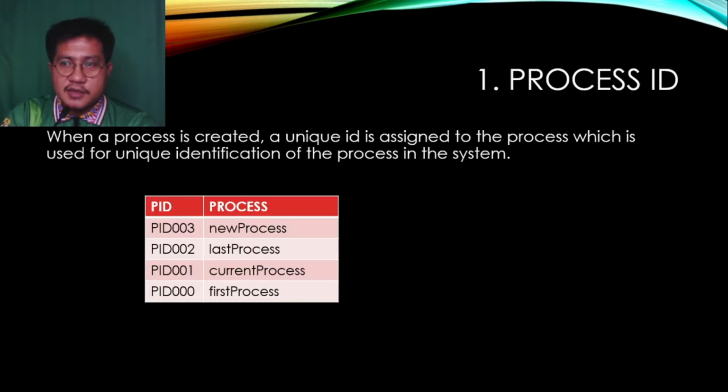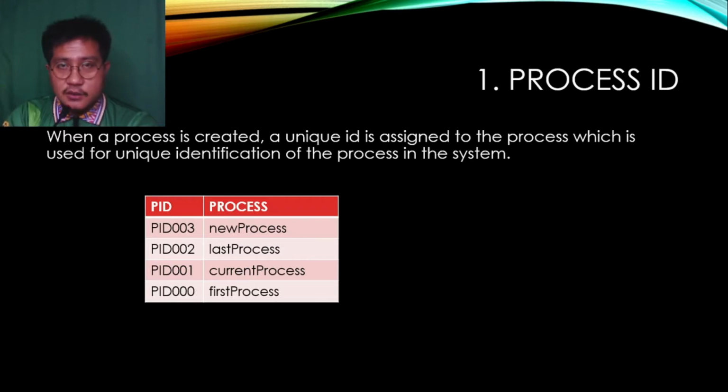The first one is the process ID. A process ID is just an identification that lets the process manager identify the current process or the next one and so on. When a process is created, a unique ID is assigned to it, which is used for unique identification of the process in the system. When I say unique, there are no two or three processes that have the same process ID. It is a unique header, a unique pointer, or a unique identification of a process that is created in your operating system.